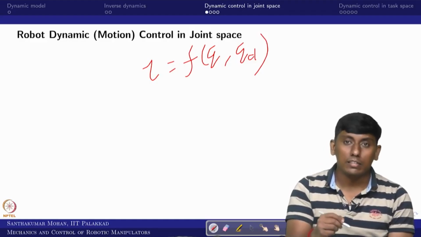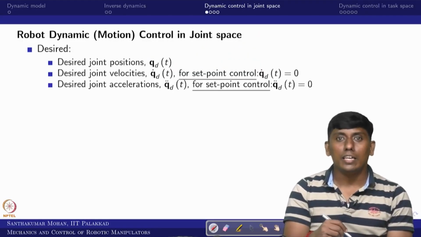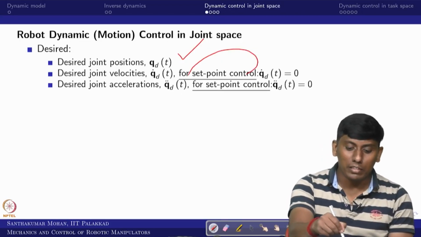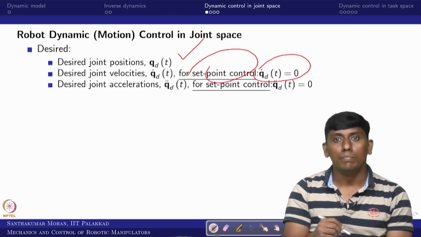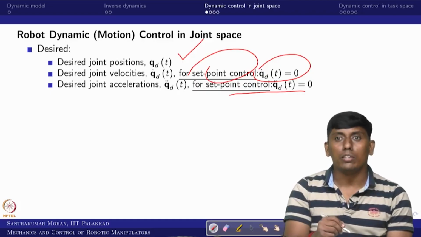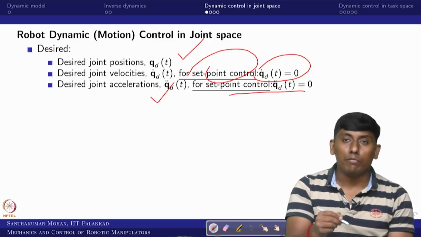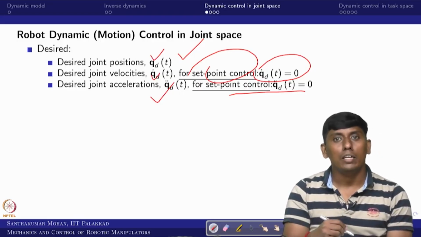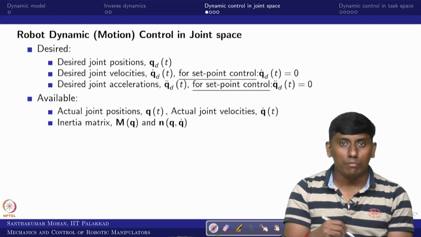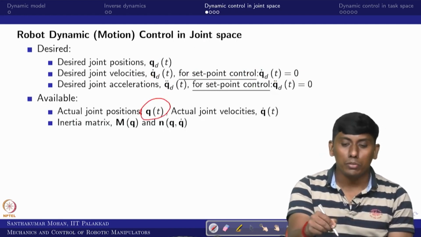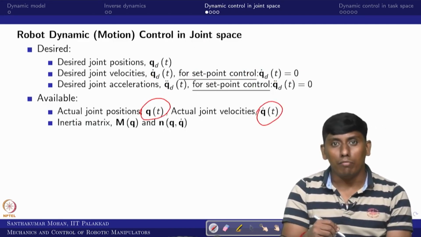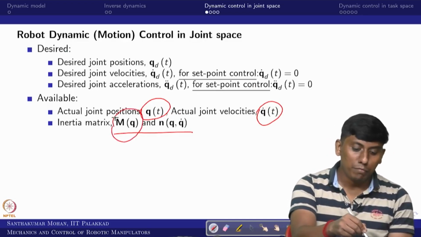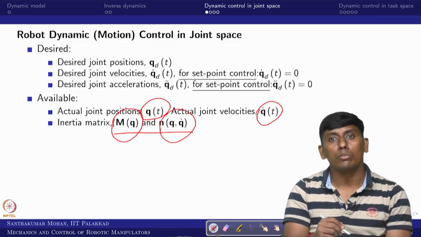So these are the cases we are expecting. In that case, what would be given? For example, if it is a set point, q dot desired would be 0, and similarly q double dot desired also would be 0. But for tracking, all three would be given to us. What is additionally available? We assume feedback, so the actual joint position and actual joint velocity would be available. Further, if we are doing model based control, M of q and n of q, q dot would also be known.